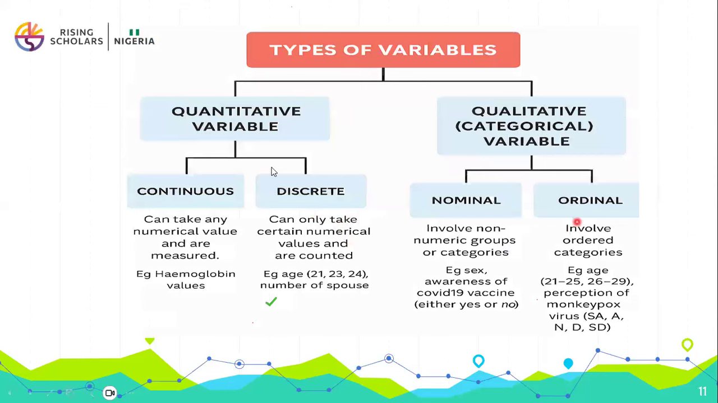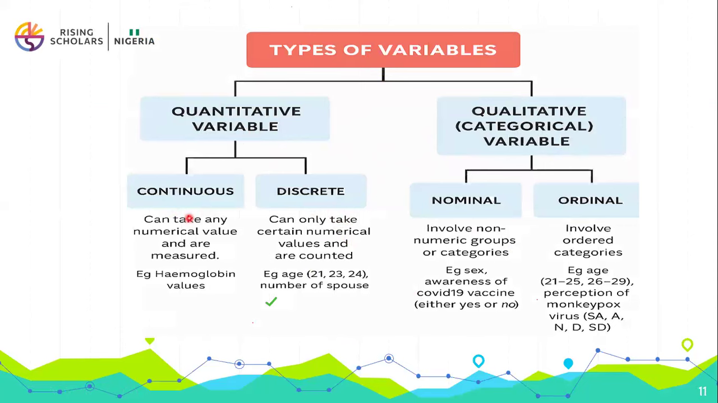So you can see it in this chart. We have quantitative variables and qualitative variables. So let me check the chat box in case I have a question. No, okay. So quantitative variables could be divided into two. We have continuous variables and we have discrete variables.